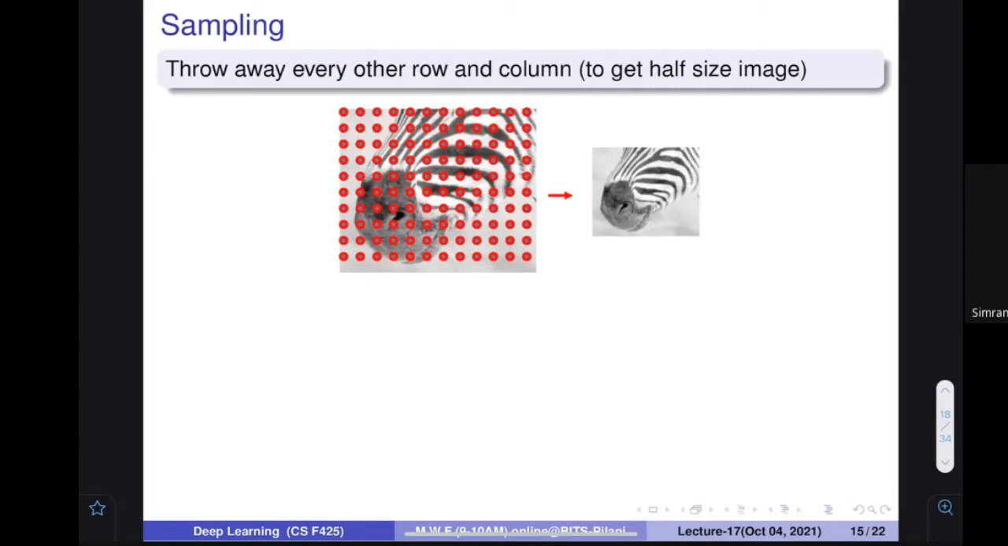The next thing that I wanted to discuss is sampling. Most of the time, if a large image is given to you and I want to understand what is there.